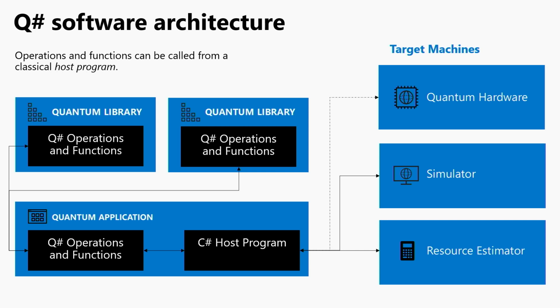So that's the rough idea, and we can target then. Ultimately, we want to target our hardware. In the meantime, you can target simulators, and the simulators work reasonably fast, up to 30 qubits or so.